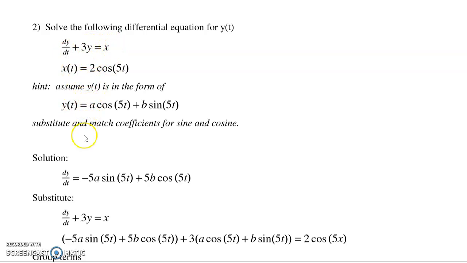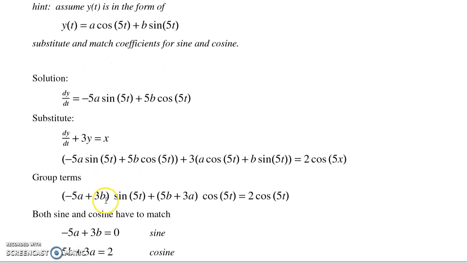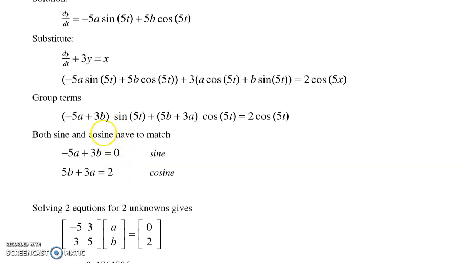dy/dt, I'll take the derivative. Derivative of cosine is minus sine. Derivative of sine is cosine. So there's the derivative. Plug it in. And now solve. The cosine terms have to match, and the sine terms have to match. That means that minus 5a plus 3b is 0, and 5b plus 3a is 2.